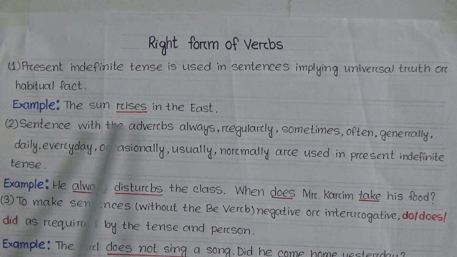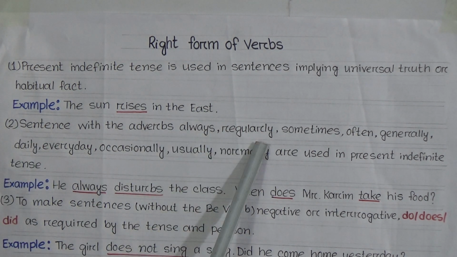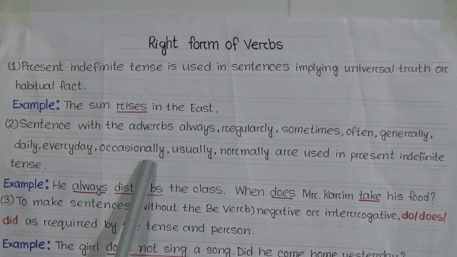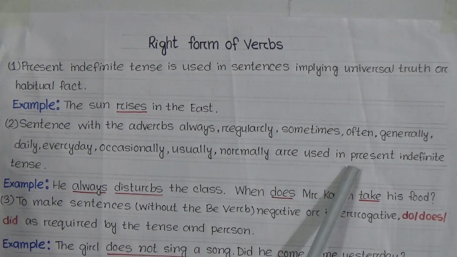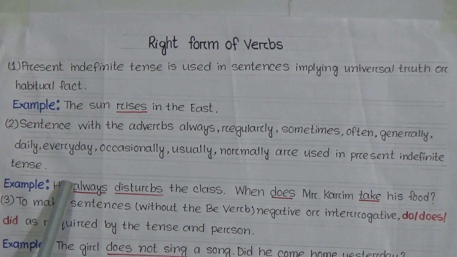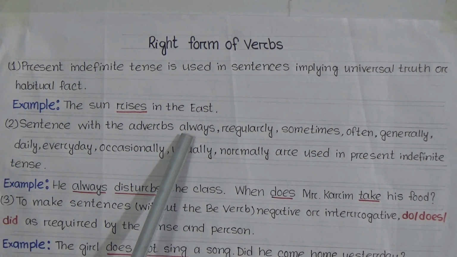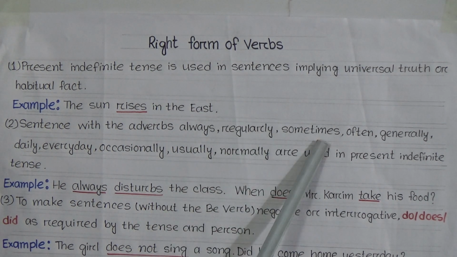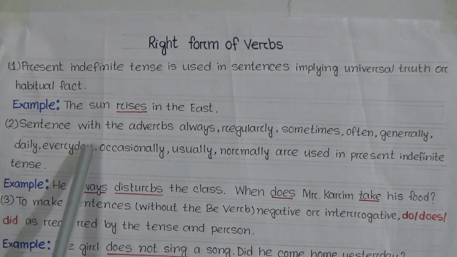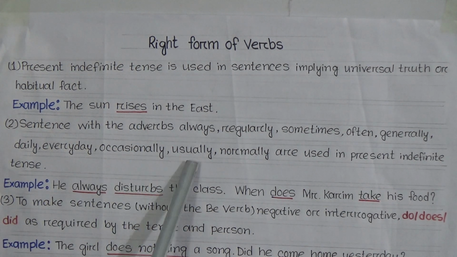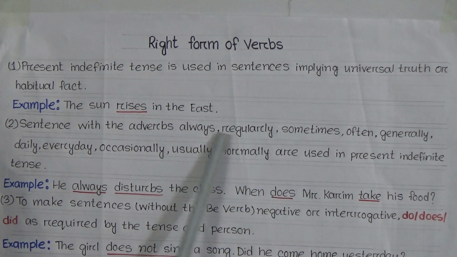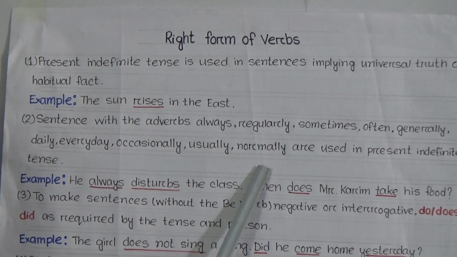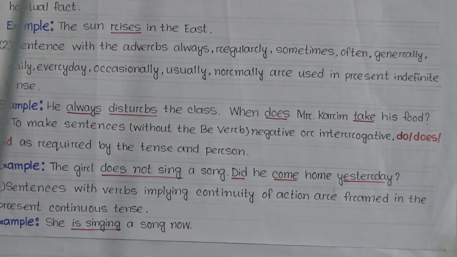Rule number 2: sentences with the adverbs always, regularly, sometimes, often, generally, daily, everyday, occasionally, usually, normally are used in present indefinite tense. I'm repeating the words. These are adverbs you can understand: always, regularly, sometimes, often, generally, daily, everyday, occasionally, usually, normally. These words, if you get them in any sentence, you can identify them as adverbs and you have to use present indefinite tense. So look at the example.